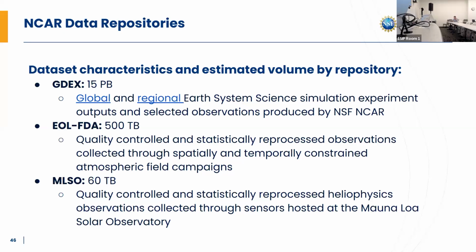And then these different facilities include a wide range of data volumes. GDEX, that includes these large model outputs, is 15 petabytes. The field data archive is around 500 terabytes with all the instruments that it hosts. And then finally, Mauna Loa is about 60 terabytes. And this is really focused on the quality controlled and statistically reprocessed products. There's the whole bucket of raw data that comes off the instruments that's in the native format that can sometimes be in a proprietary binary format. That's in its own bucket outside of this right now. So that's a different challenge in itself.